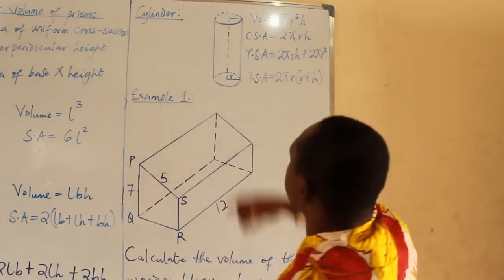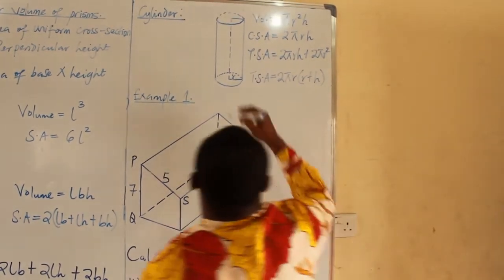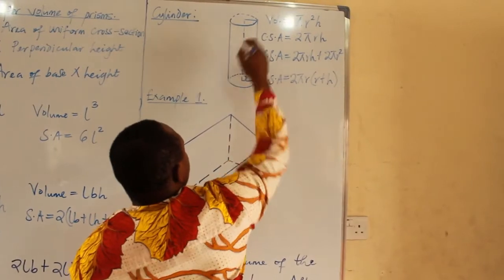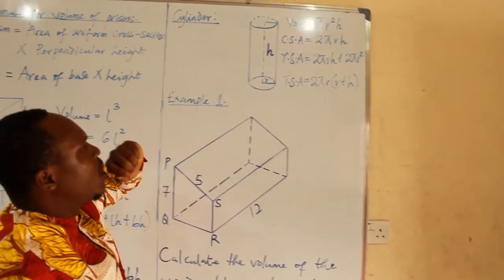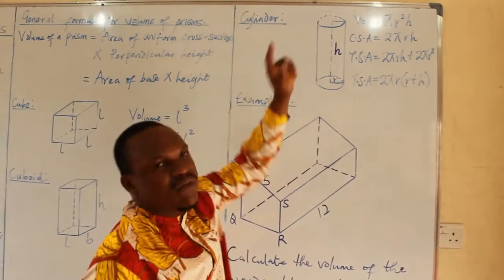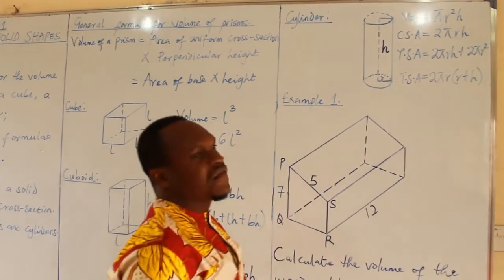Now from the bottom of the cylinder to the top of the cylinder, we have what we call the height h of the cylinder.